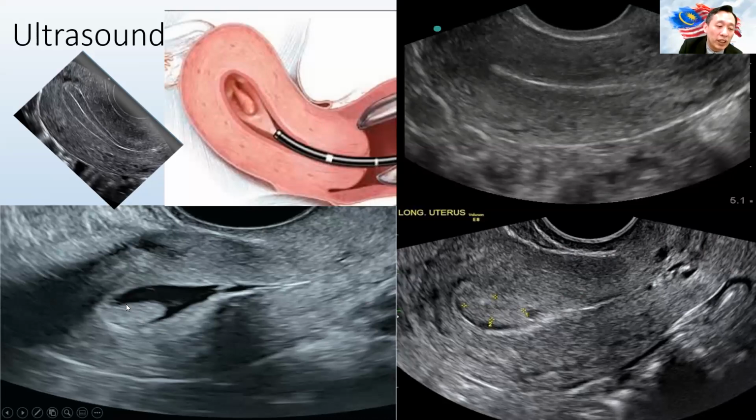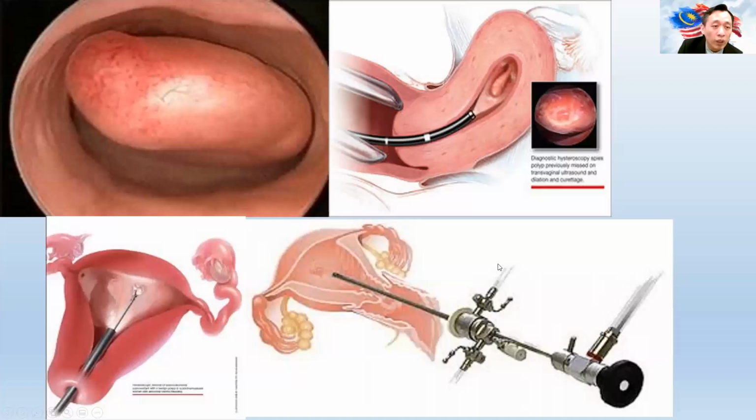Put some fluid inside the uterine cavity. This will help you delineate the structure of polyps or a submucosal fibroid, and whether the mass arises inside the cavity or from the muscle wall. So this is how the polyp looks. Normally, the patient requires hysteroscopy and polypectomy.